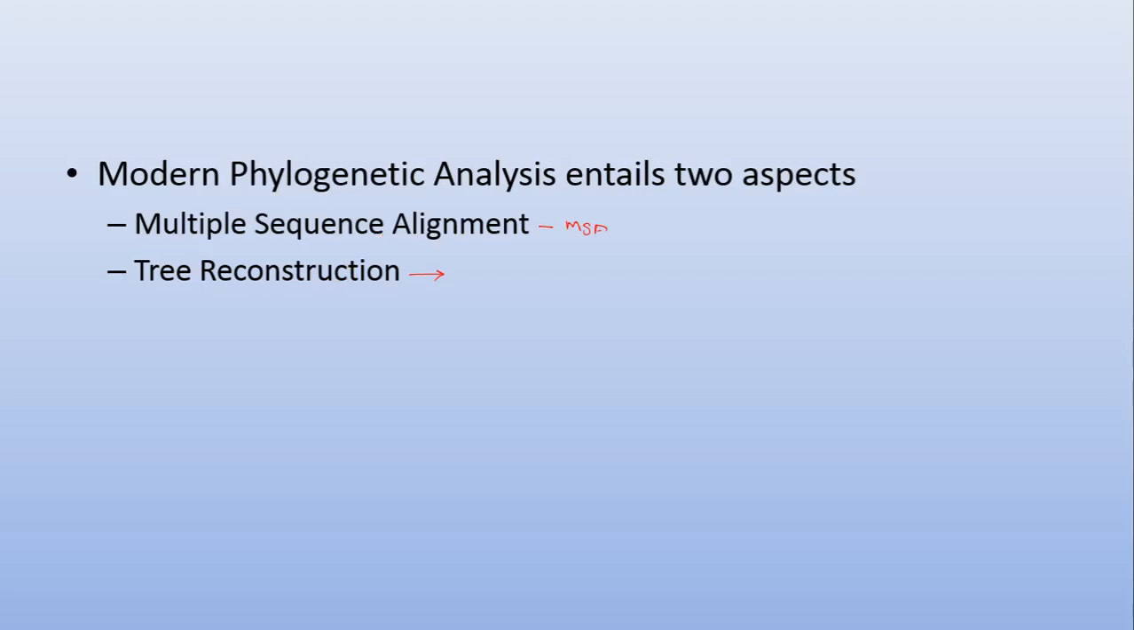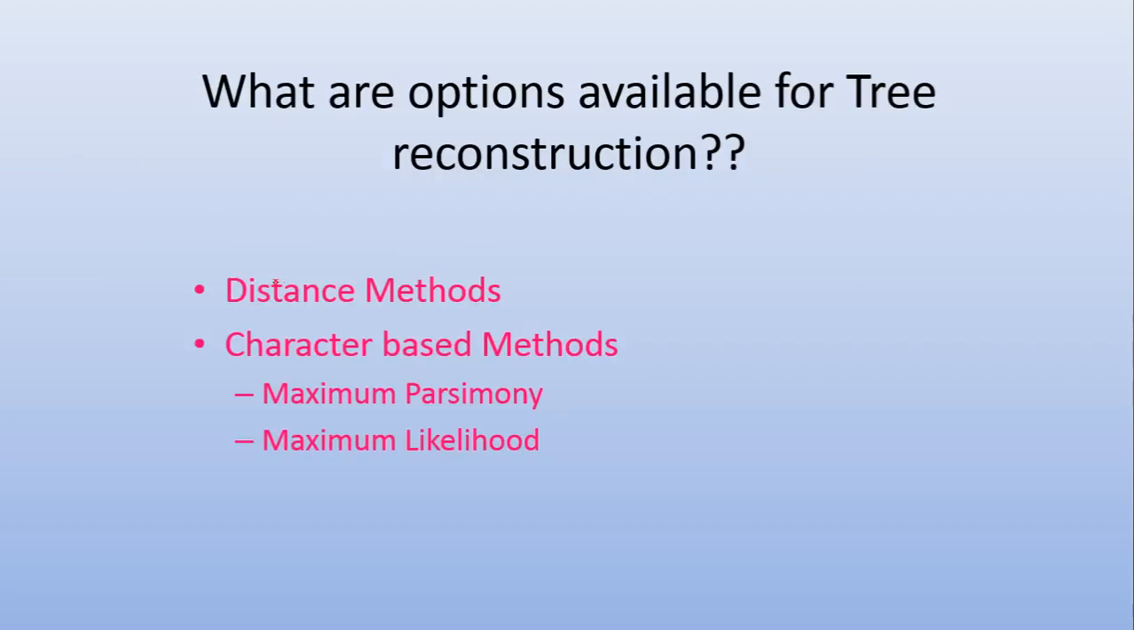First, we generate a multiple sequence alignment of given sequences, and then we try to reconstruct a tree that would give us some insights on how these sequences might have evolved. So the major focus of our discussion today would be tree reconstruction, as to how we reconstruct the phylogenetic tree, what different methods are available, and when to use what type of methods. This would be the major point of discussion of today's lecture.